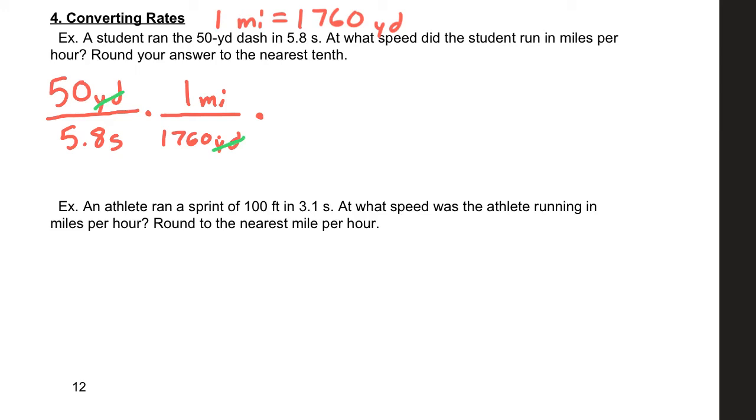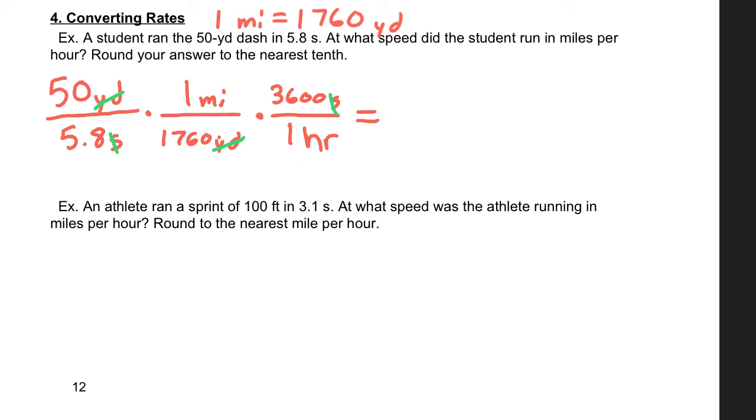Next, I'm going to convert seconds to hours. And you could do this a couple different ways, but if I think about seconds to hours, there's 60 seconds in a minute and 60 minutes in an hour. So that's 60 times 60, which would be 3,600 seconds in 1 hour. And again, the reason I put seconds on the top is so that the second units divide out. So I basically canceled out the units I didn't want to get the units I do want.